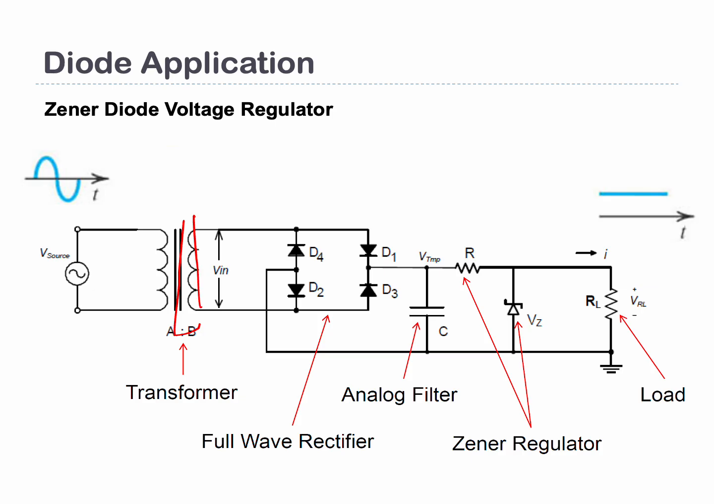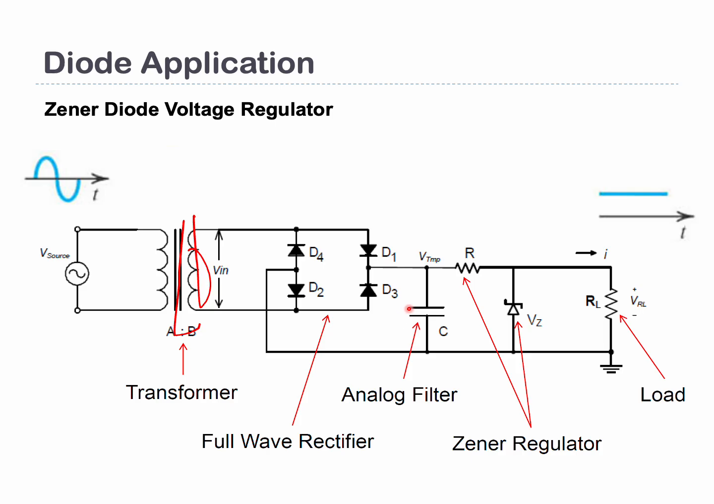Basically, you're going to have a transformer here, and this transformer is based on a certain ratio. The value of the secondary of the transformer will be the input voltage to your rectifier. In this case, you can see four diodes here, meaning that you're going to have a full wave rectifier.